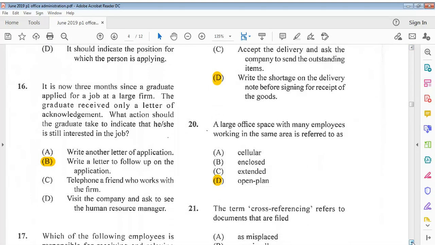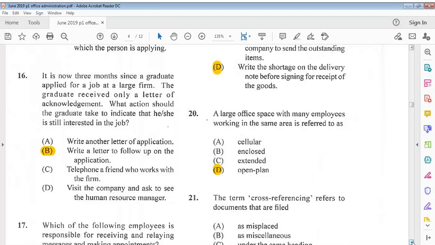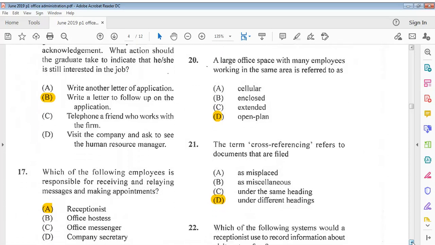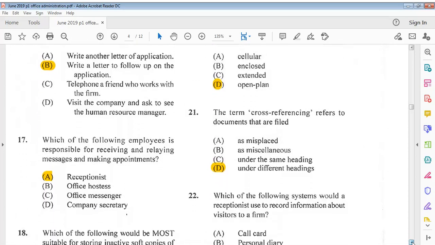Let's move on to question number 20. A large office space with many employees working in the same area is referred to as A, cellular, B, enclosed, C, extended, D, open plan. We know once it's a large office with many employees working in the same area, it is an open plan.